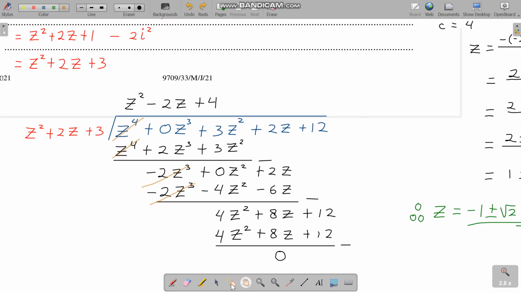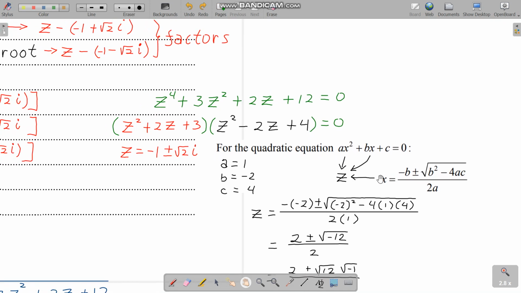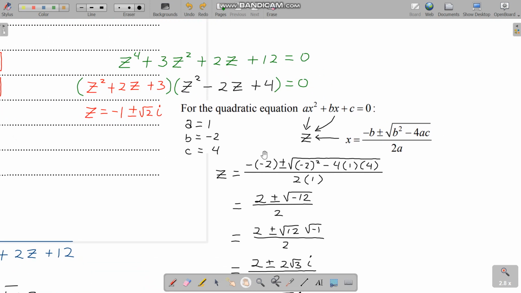So this is the other quadratic real factor of the complex expression. Since we already know that this complex expression on the left here can be factorized into the two quadratics, and from this quadratic we get the first two roots, now we need to find the other two roots from the other quadratic factor. So we use the quadratic formula.